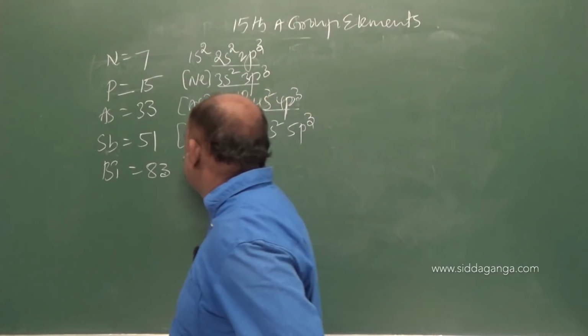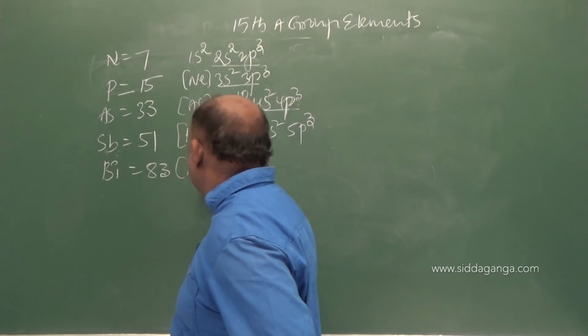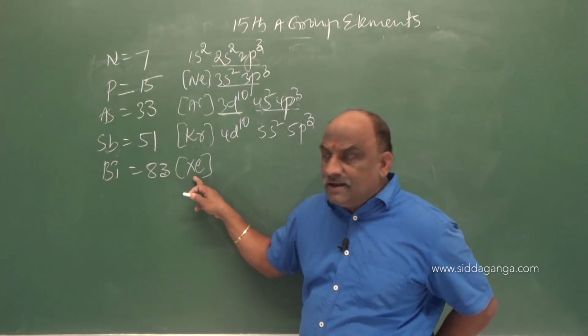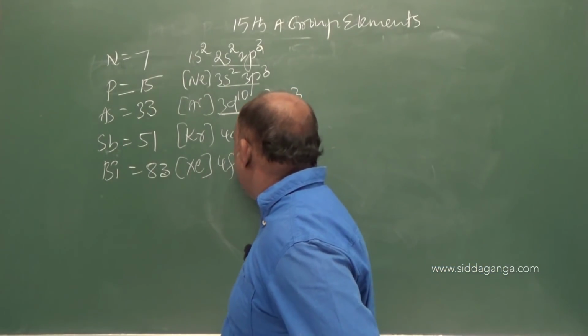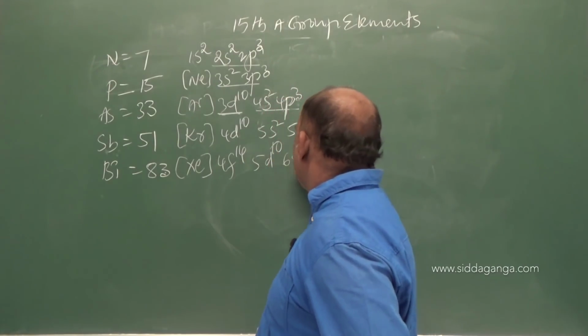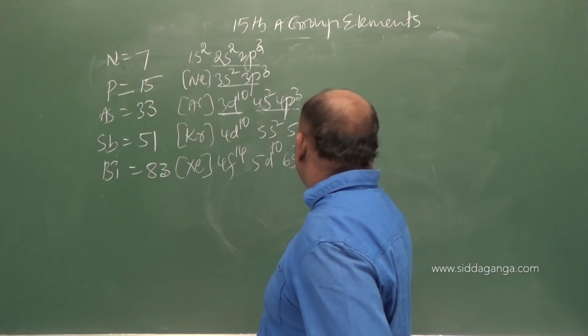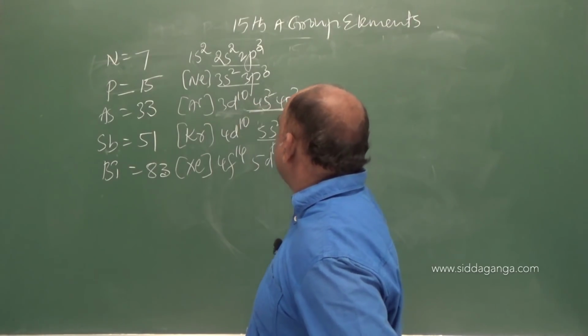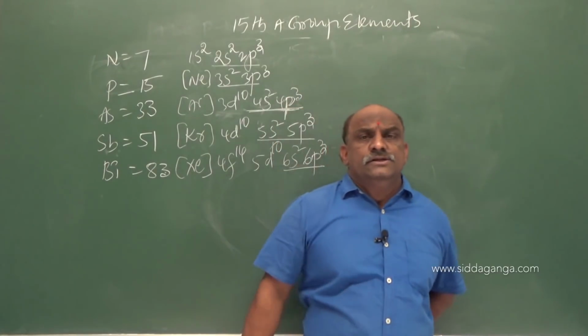The electronic configuration of bismuth is xenon, atomic number 54, followed by 4f14, 5d10, 6s2, 6p3. So my dear students, make a note of these electronic configurations. These are very important.